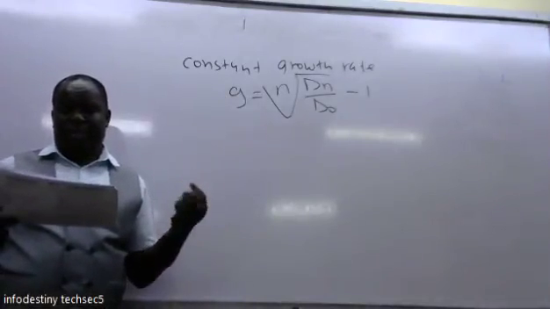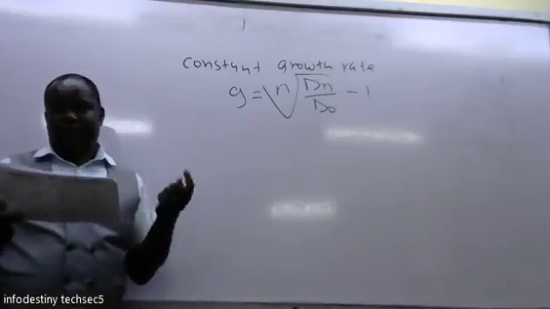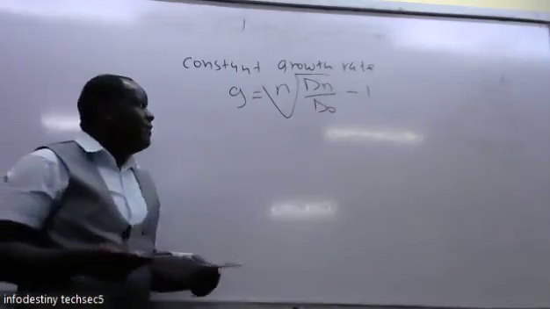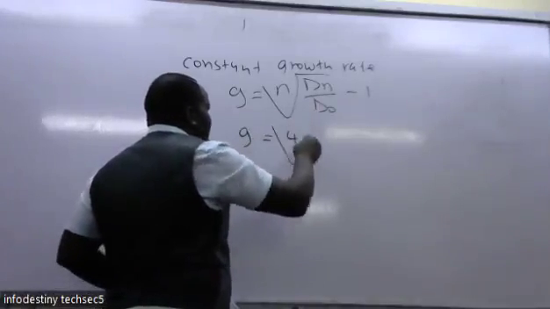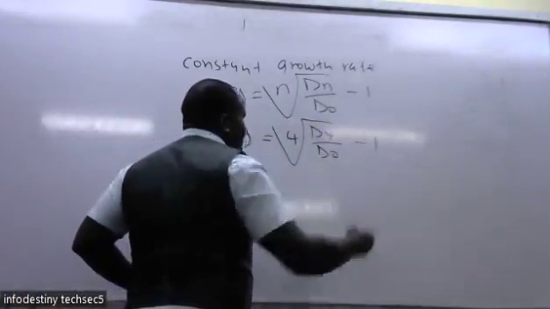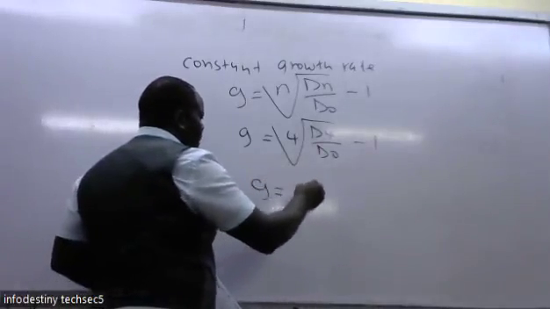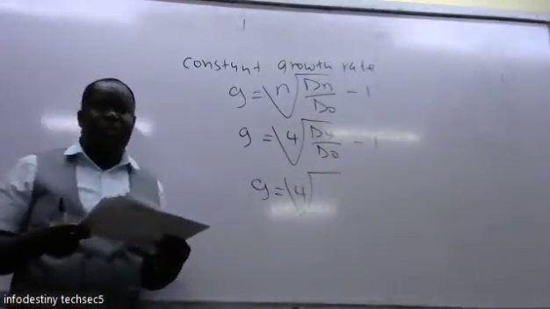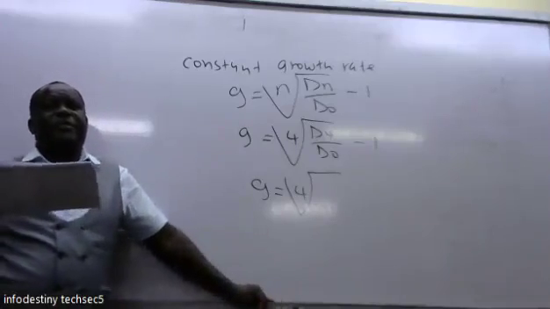So I had already asked you in note number 1 that 2016 will be D0, 2017 was D1, D2, D3, and what? D4. So which means that our n will be 4, then D4 divided by D0, then you minus 1. D4 is the dividend per share in the year 2020.